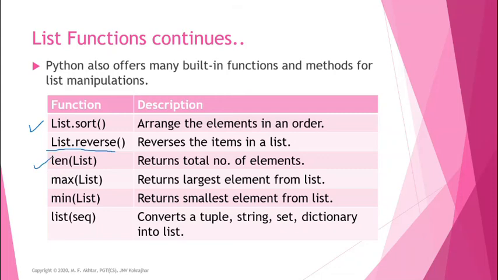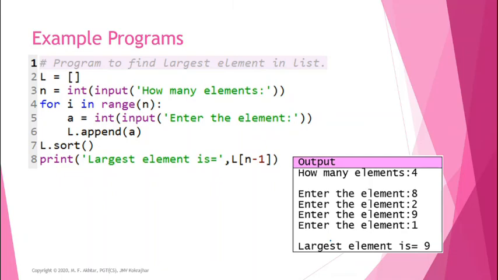Now next is the length function. The length function gives the total number of elements available in the list. The max function finds the largest element from the list. The min function gives you the smallest element from the list. And the list function has the capability to convert any type of data into a list. It can convert a tuple, string, or dictionary to a list. See the example we have given here.